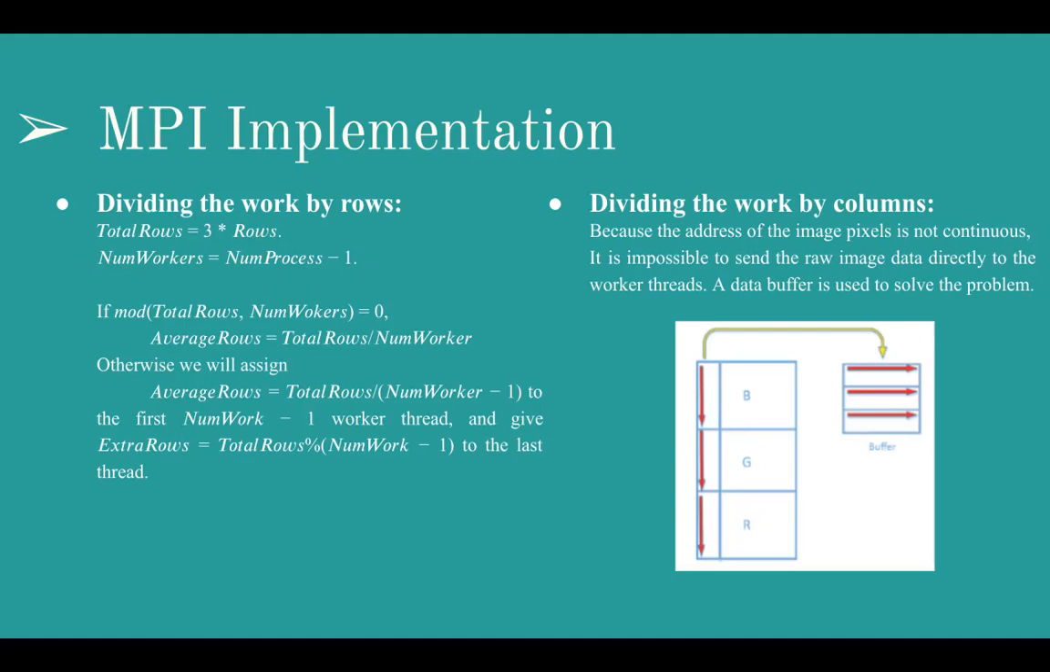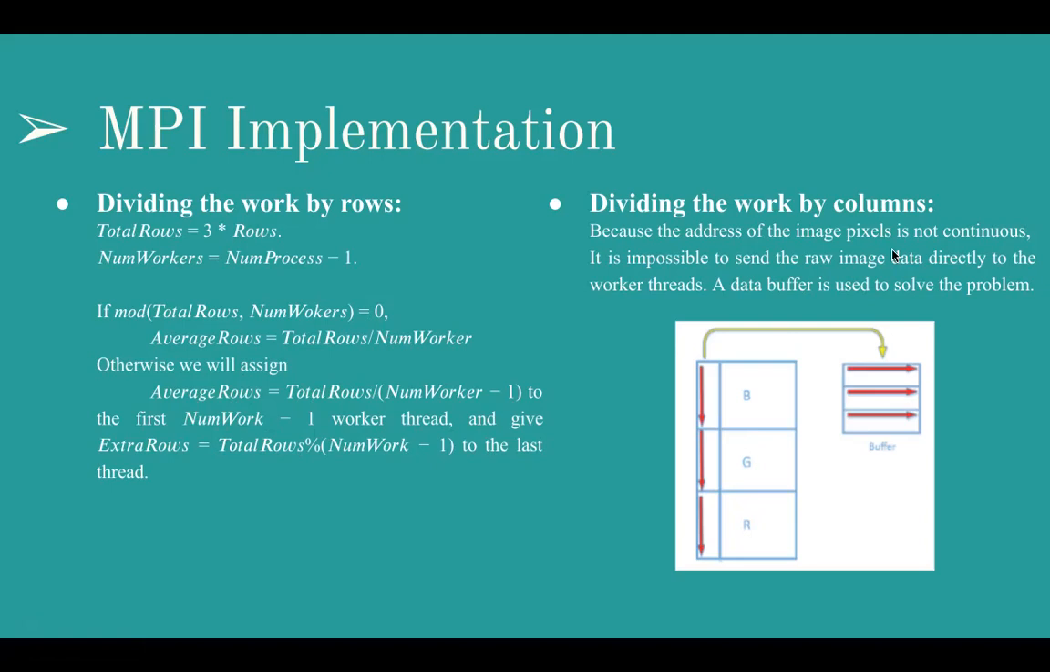So when we divide work, if the modulo of total rows by number of workers equals 0, then the average rows equals the total rows divided by the number of workers. If it's not equal to 0, then we take the average rows to be this amount, and we assign this amount to the first number of workers minus 1 worker threads. And then we give the extra rows, which is equal to this amount, to the last thread.